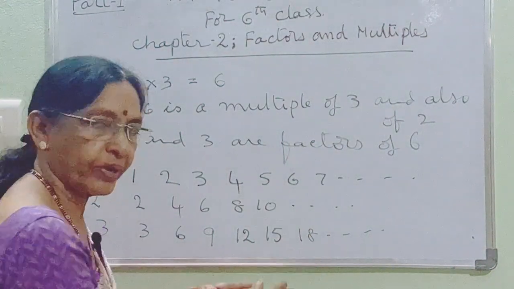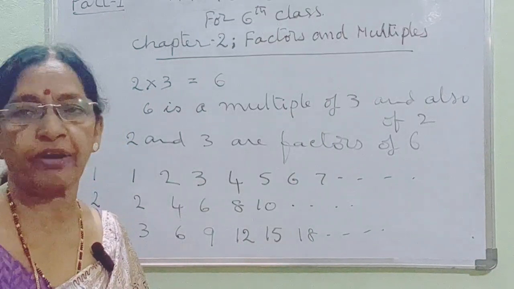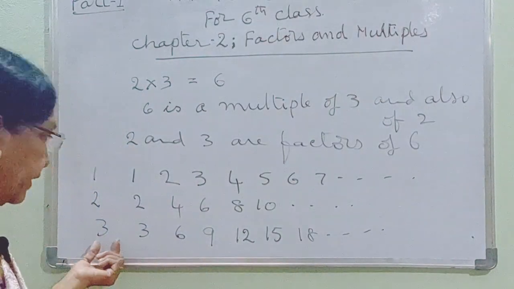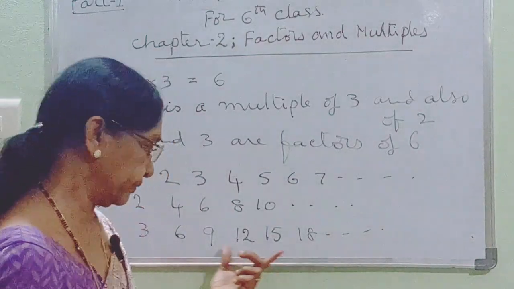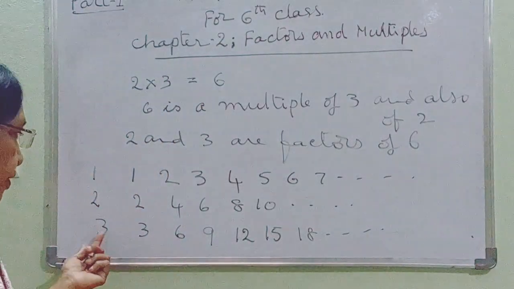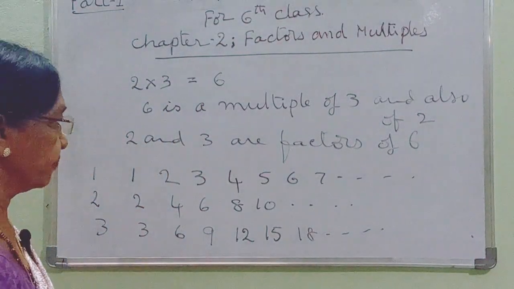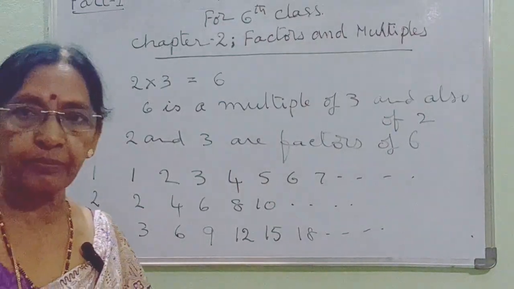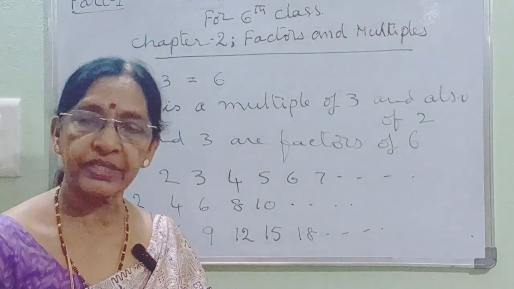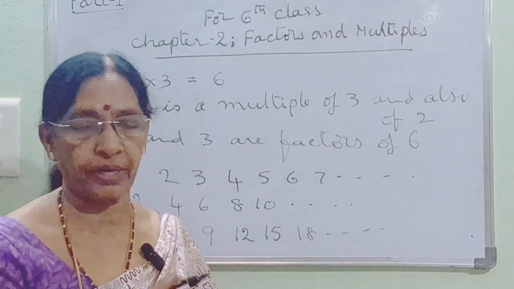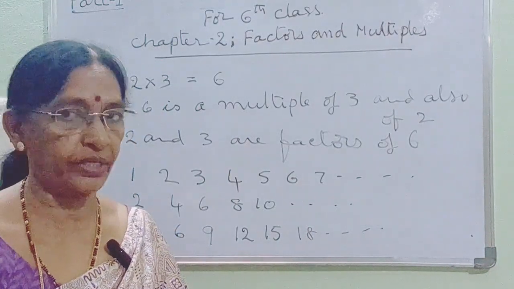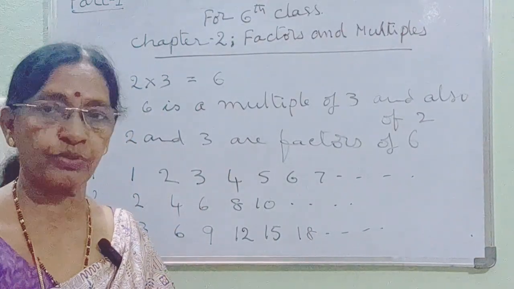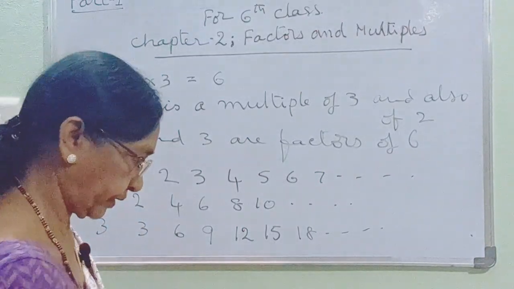Thus, for these numbers there may be a number of factors, and for 3 there are a number of multiples up to infinity. So many multiples for a number. So, if two or more numbers are multiplied, then the product is called a multiple of those numbers, and those numbers are the factors of the product or factors of the multiple.